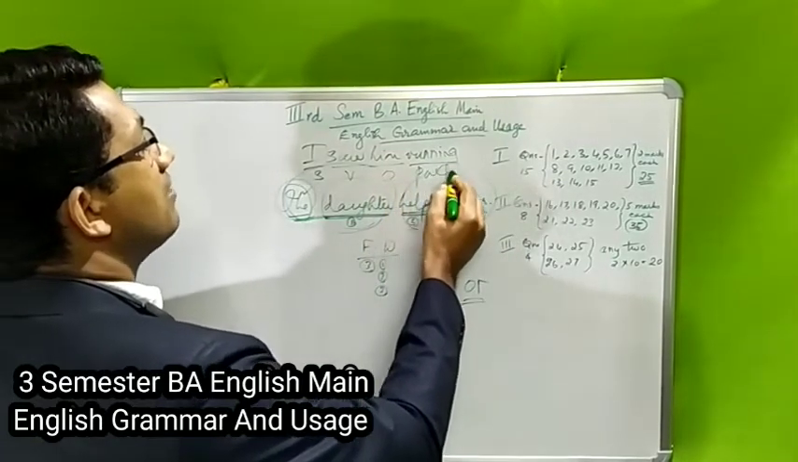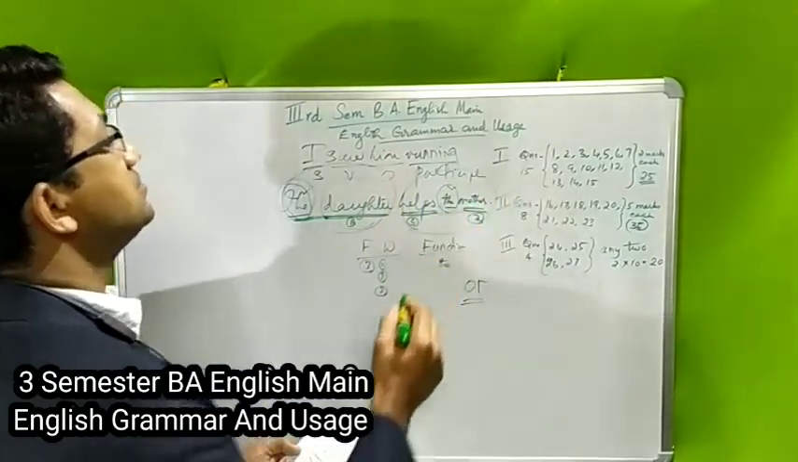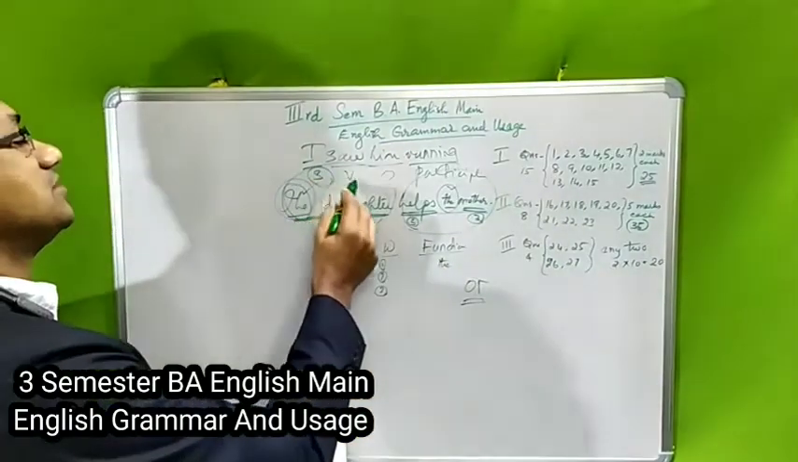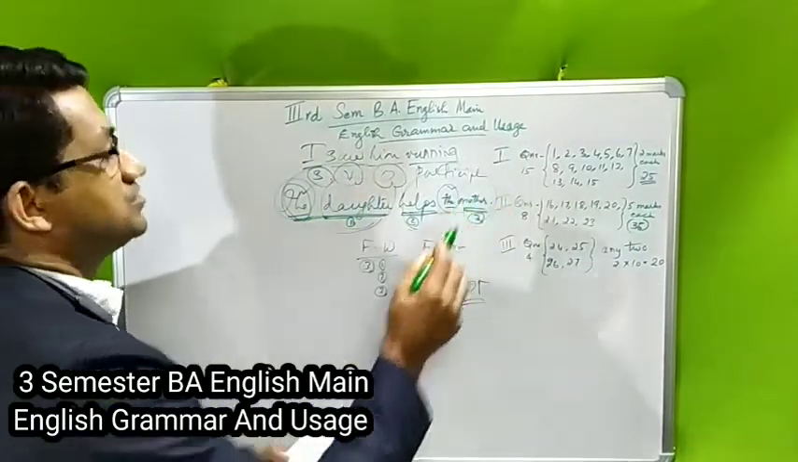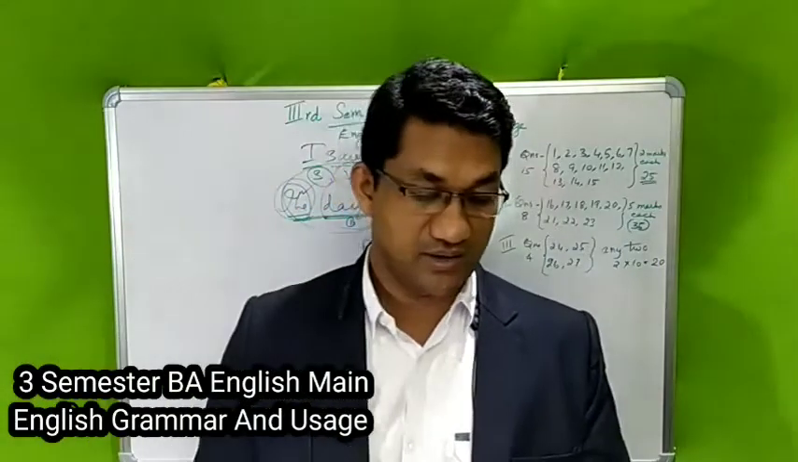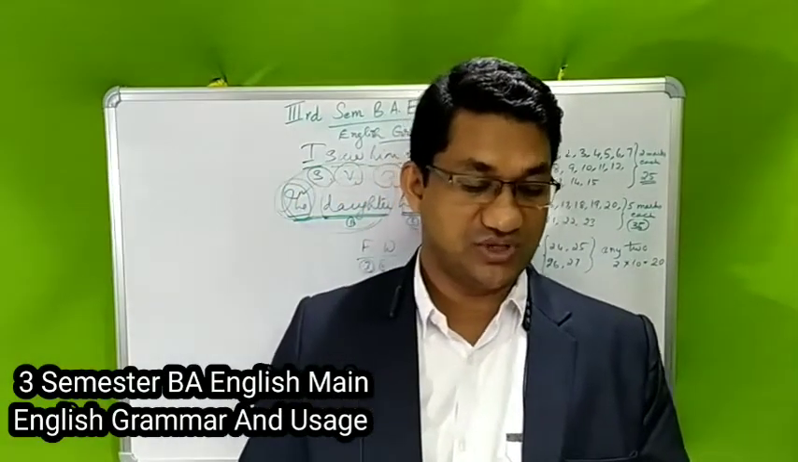So you have the example: I saw him running. Subject, verb, object, participle. Now the next question, that is question number 9.